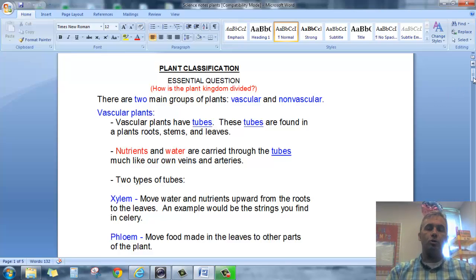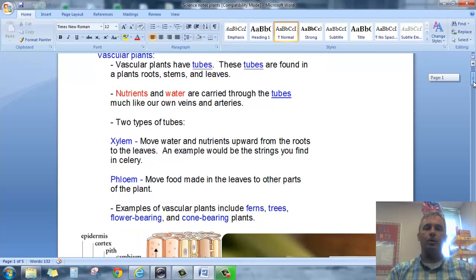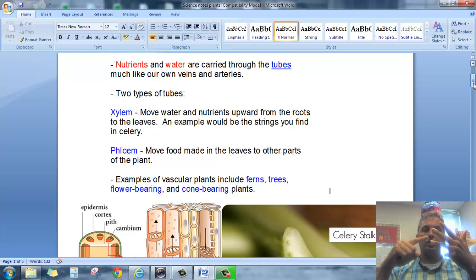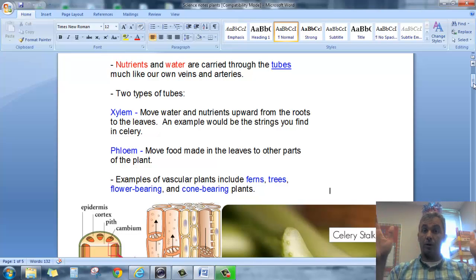Now those tubes, there's really two kinds of tubes in a vascular plant, much like our own veins and arteries. We have veins and we have arteries. We have these tubes that move the oxygen and the nutrients and the water to every cell in our body. And then we have tubes that also help bring all the waste back out. Sometimes when we exhale, we're getting rid of waste. We get rid of waste other ways, but these tubes help us to achieve that.